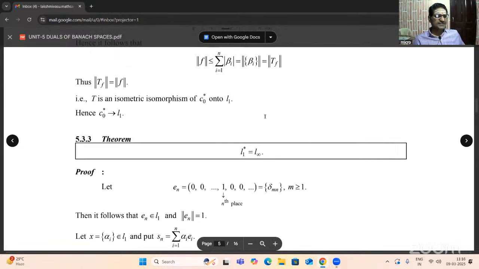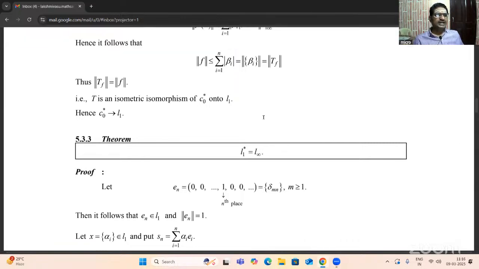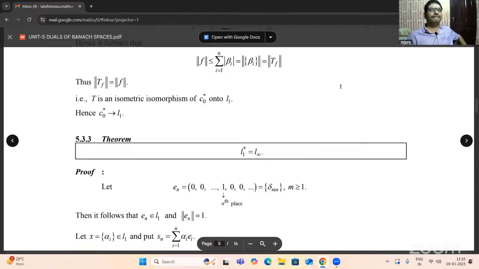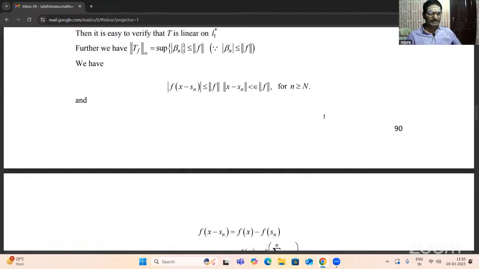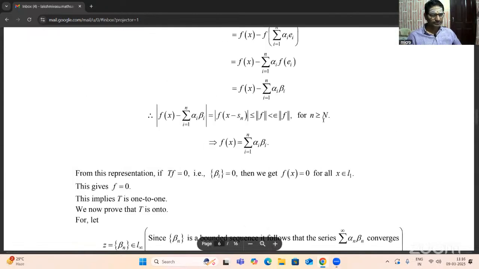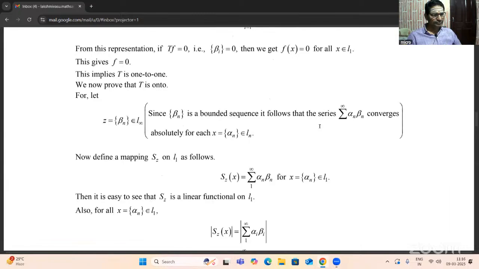Now these theorems are very, very important, especially in this unit, the dual of Banach spaces. One essay and one short answer are given in this unit, so students, there is a much greater possibility. You must qualify and get good marks, especially in the functional analysis paper. L1 star equals L infinity. This theorem is also in the same manner as the above theorem. T is a one to one isometric isomorphism.